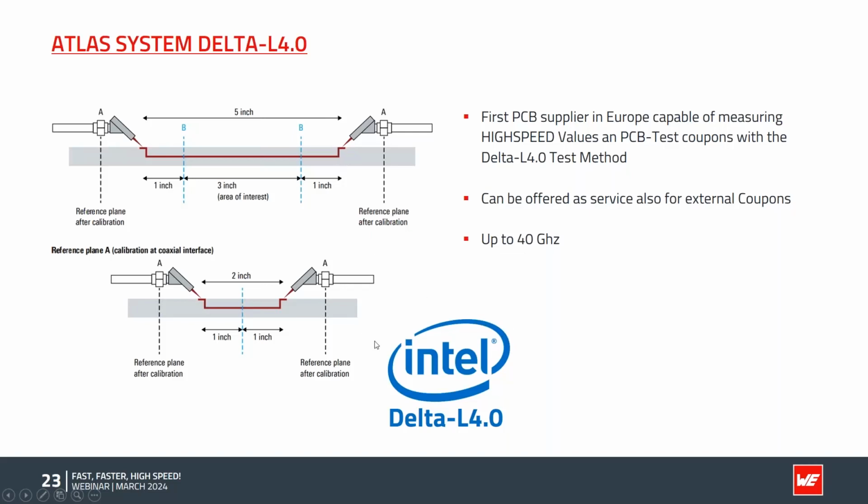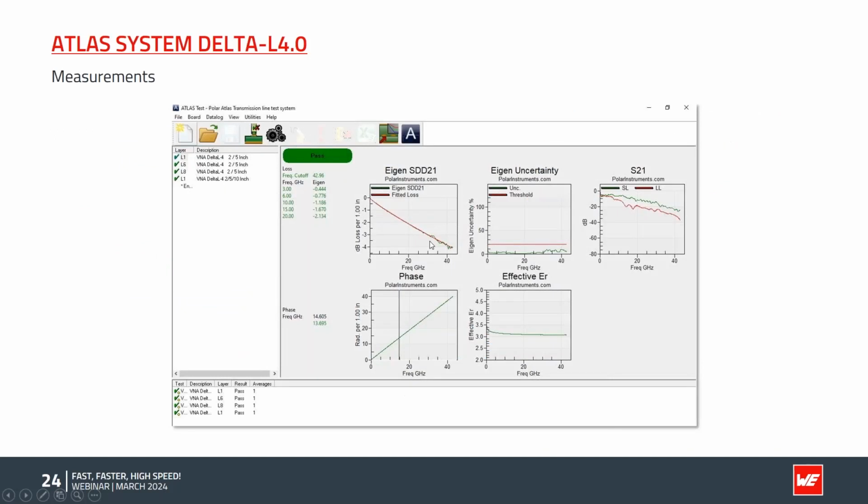So what the Intel guys invented with this measurement device: you measure 2 different lines, can be a 5-inch and a 2-inch structure, or a 10-inch and a 5-inch. And then you calibrate out all the connections, all the probing, and you just measure the middle area, the area of interest. And here I have some examples of what the software looks like.